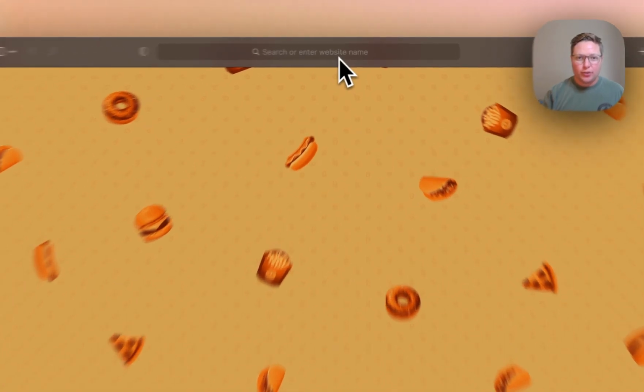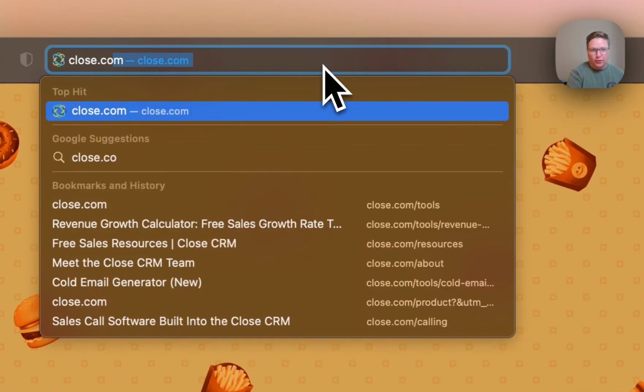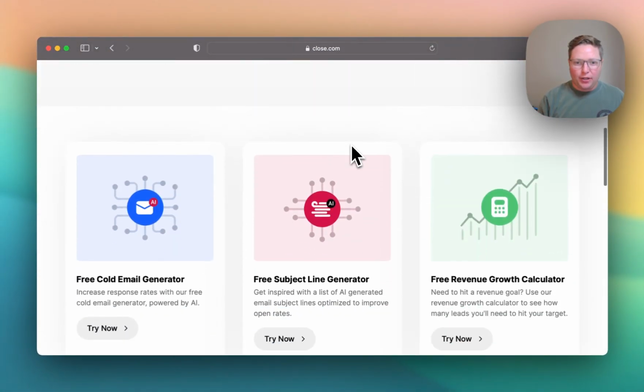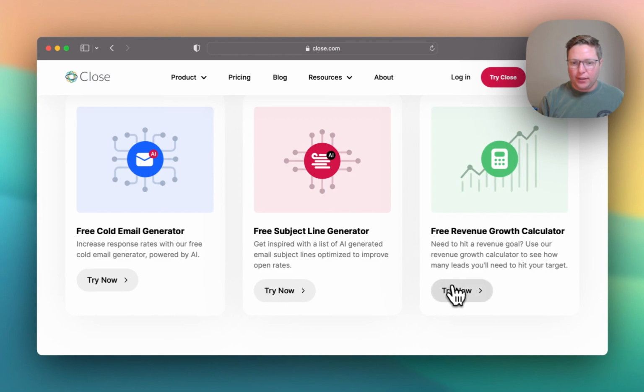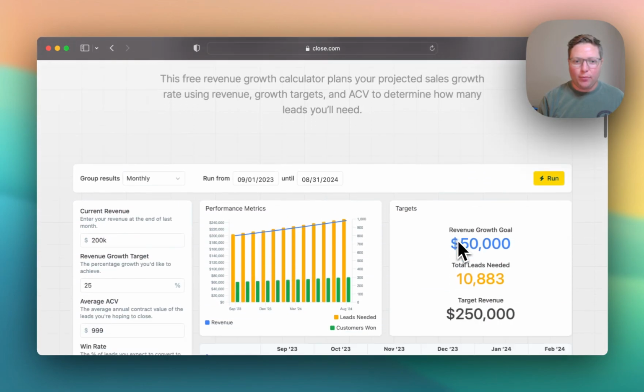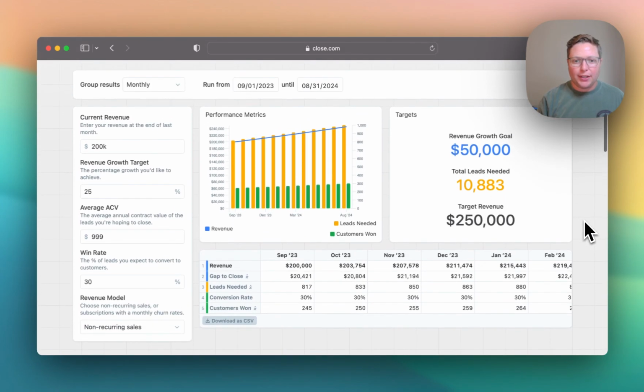It's completely free, and it's going to help you figure out what it's going to take to hit your revenue goals. So to go and find it, just head to close.com/tools, and then you'll see our library of tools that we have here that are free. We're going to click on the free revenue growth calculator tool, and bam, we've got it pulled up right here.